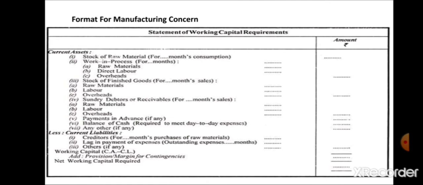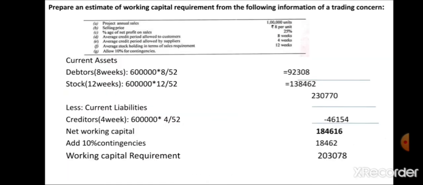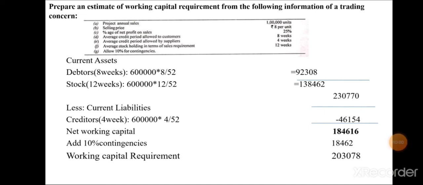Next we have the calculation for the working capital requirement for a non-manufacturing firm. Suppose the information is given. Here you have the information: projected annual sales, selling price, percentage of net profit on sale, average credit period allowed to the customer, average credit period allowed by the suppliers, average stock holding in terms of sales requirement, allowed 10% for contingencies, right? So now this is the statement for calculating working capital requirement for a non-manufacturing firm.